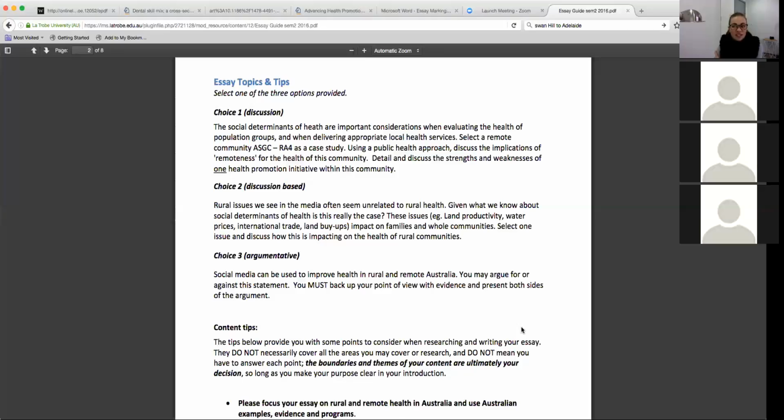So really for this first essay question, you would need to get onto the ABS to get some data around this town as well. So I'd expect you to reference that. And then I'd also expect in that middle section, when you're discussing the implications of remoteness for this community's health, that's when I'd like to see academic journal articles used.